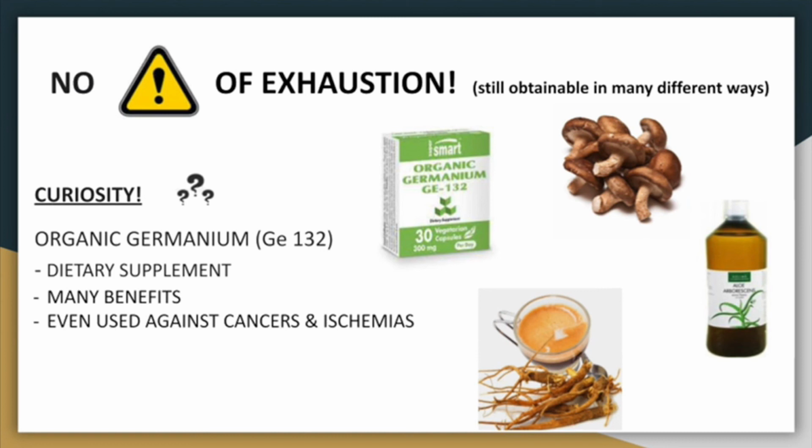It can be found in small quantities in a few plants, like aloe arborescens, ginseng, shiitake mushrooms, horsetail, chlorella algae, and also garlic. Some of its benefits are that it increases the availability of oxygen to the cells, it's immune-stimulating, and it facilitates the elimination of heavy metals such as lead, mercury, and cadmium from our organism. For these great benefits, it's also used sometimes against big enemies like ischemias and cancers.